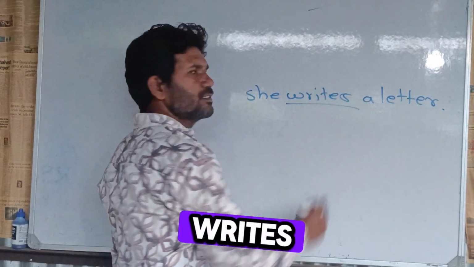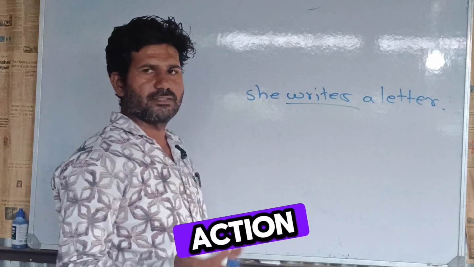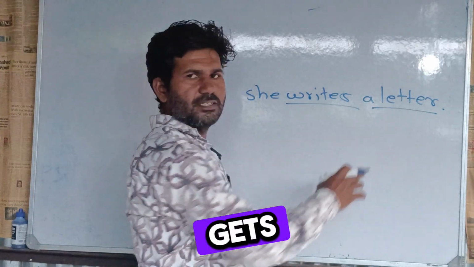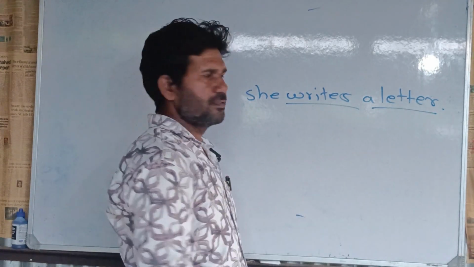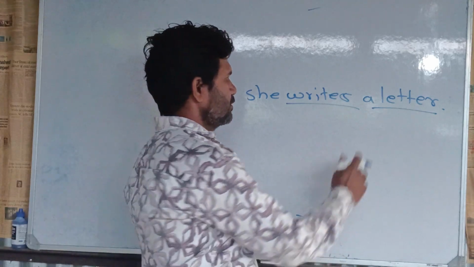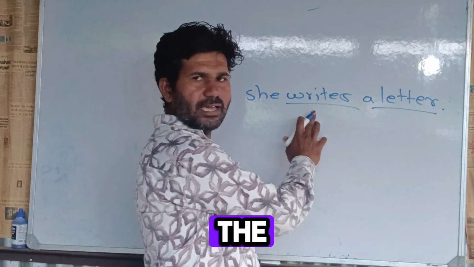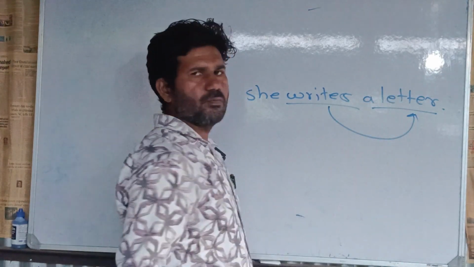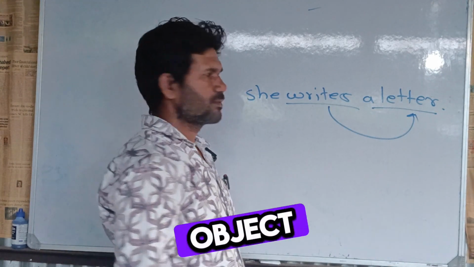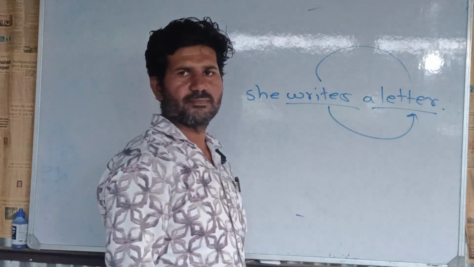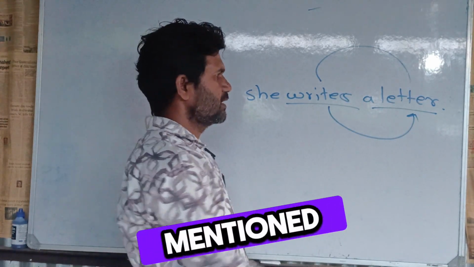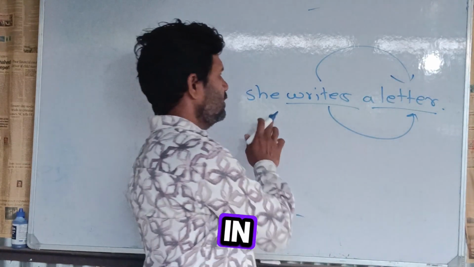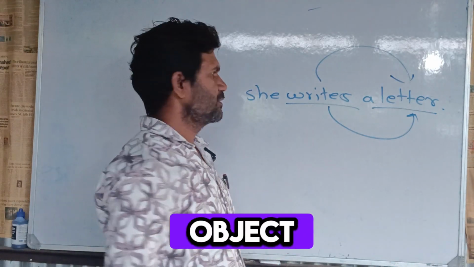Now, the word writes is a verb. It denotes action, and that action affects this thing, the letter. It gets developed or created or changed. It gets modified. So, it is affected by the action mentioned in the sentence. So, that means the word letter is the direct object because the action directly affects the thing mentioned in the sentence, which is the letter in this case. In this sentence, there is no indirect object.